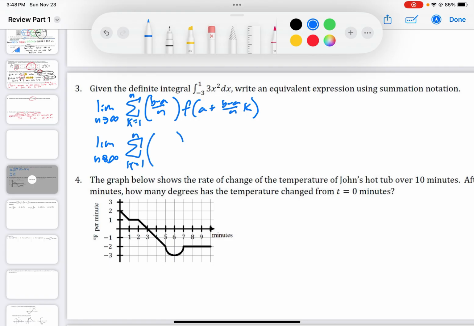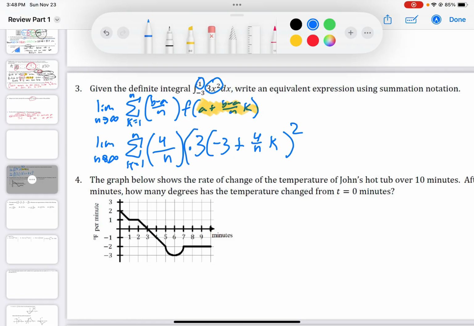So then it's b minus a over n. Our interval that we're finding the integral from would be from -3, that's the a number, and b is number 1. So 1 minus -3 over n, and I can just make that 4. And then the function value, the function is 3x squared. So it's times 3, big open spot where x is, squared, because where the x is, that's why I plug in that part. So it's the a number plus b minus a over n, 4 over n, k. So that would be it for this one.